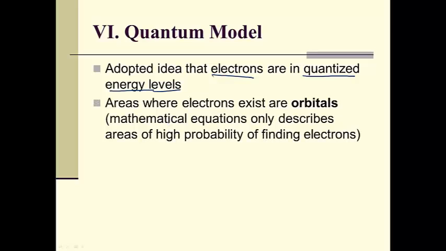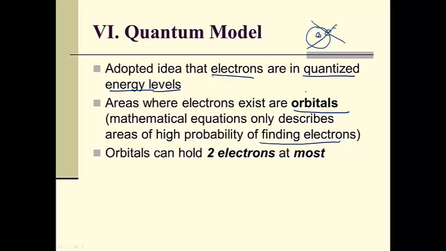Now, remember, Bohr said the electrons are going in orbits. We say, nope, they don't do this anymore. They are in orbitals. Remember, these are the areas that describe a high probability of finding electrons. It's basically an equation, map it out in 3 dimensions, it gives you shape.